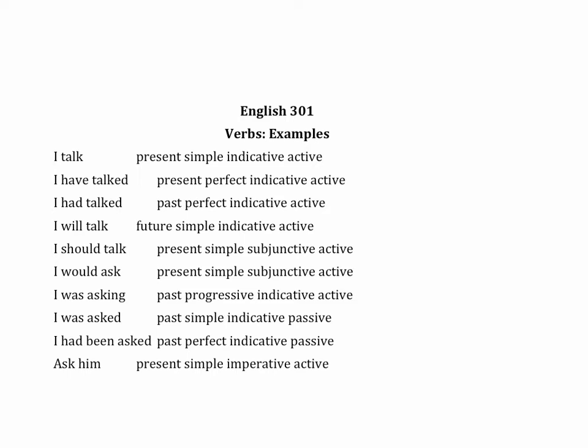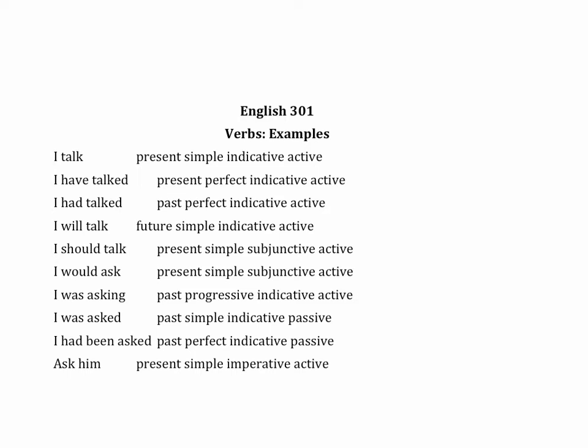The next example, I have talked. Tense, present. It's the present tense because we look to the first word of the verb to find the tense. Talked seems to be past tense, but we look for the tense of the verb as a whole to the first word. I'll explain some more about this in a moment. Actually, now, let's get to the aspect. This is the perfect aspect.